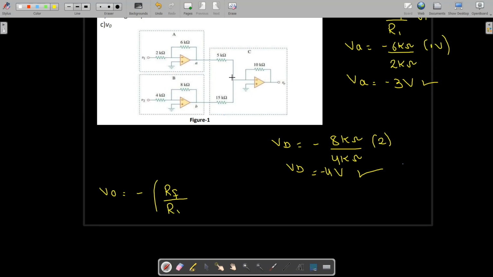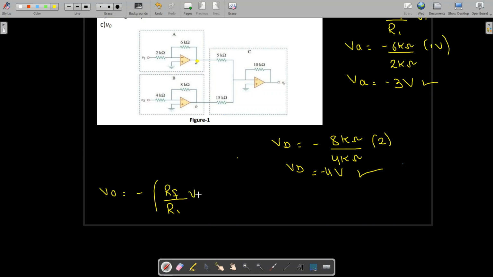If you remember the formula, again R1, I am going to say that R1 is this 5 kilo ohm resistor, because we have two resistors, so we are going to name it R1 and R2. You can name it as you want, as RA, RB, or anything else. So this is RF divided by R1 into the V into this VA, because this voltage is now applied over here, and we have VA is equal to minus 3 volt.